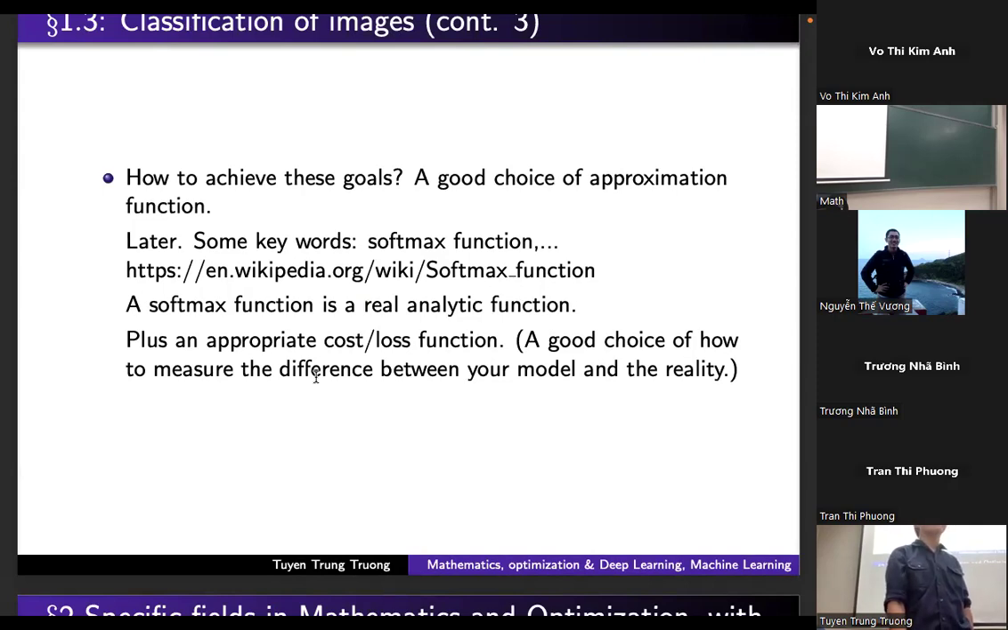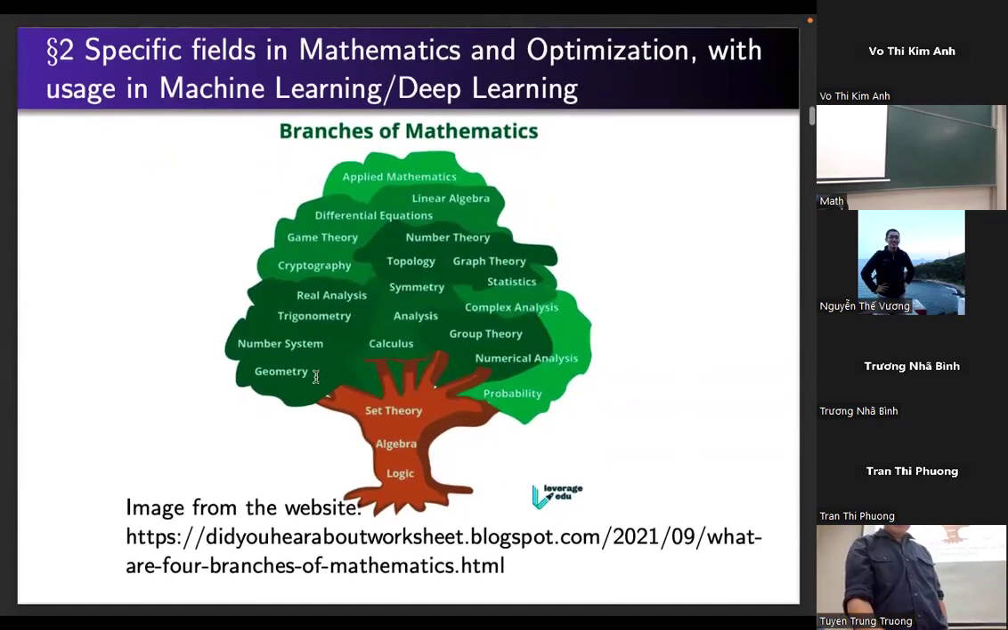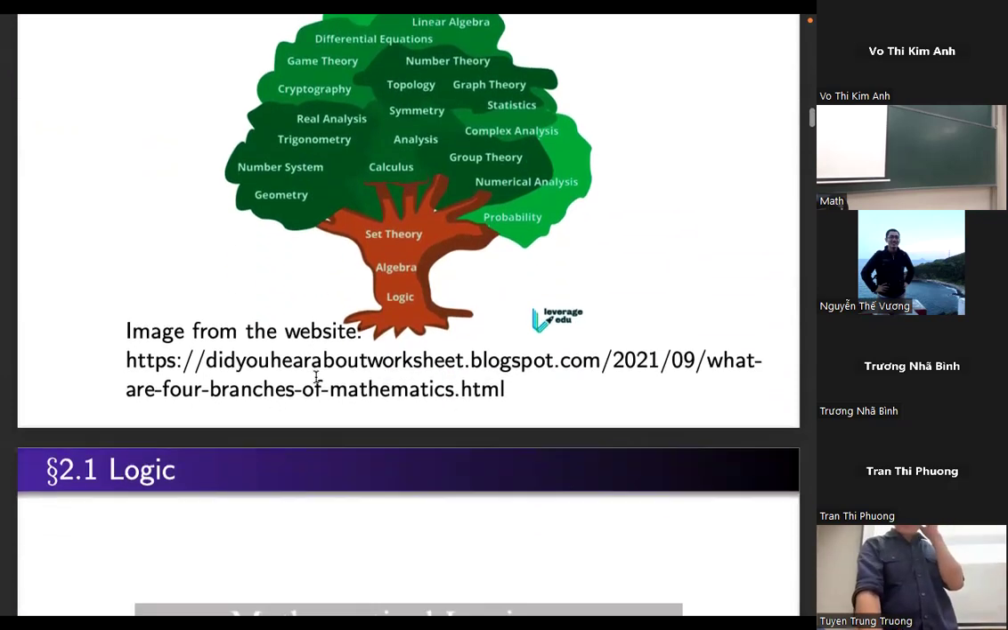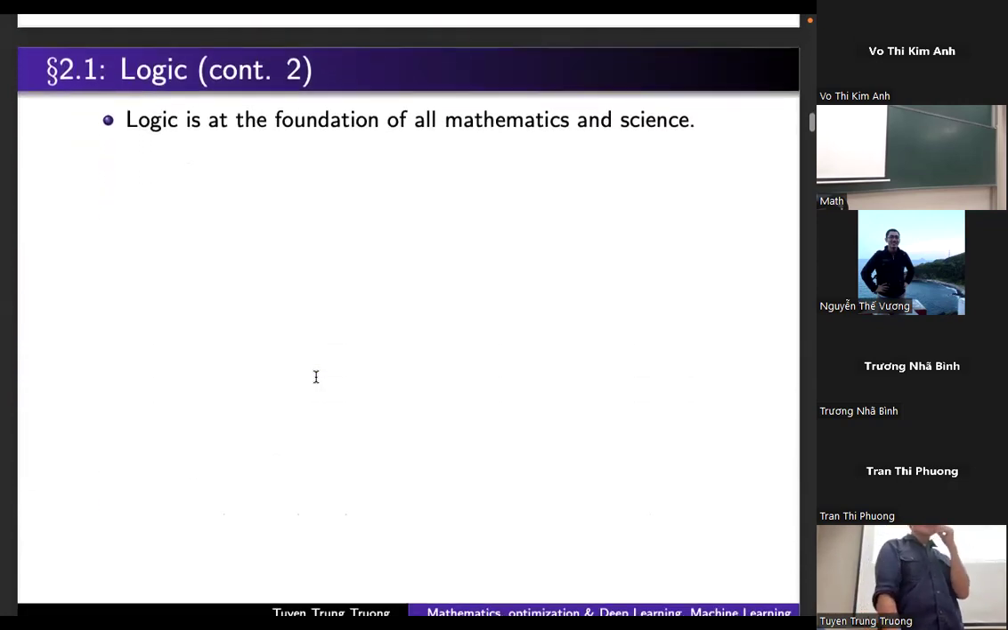Okay, so any questions? Okay, if not, I come to the second section, the first part of the second section, about many fields. Actually, many fields of mathematics now contribute to deep learning and machine learning. Let me start with logic. Maybe you can say logic is the foundation of mathematics. So if mathematics has applications to deep learning and machine learning, then of course logic also.